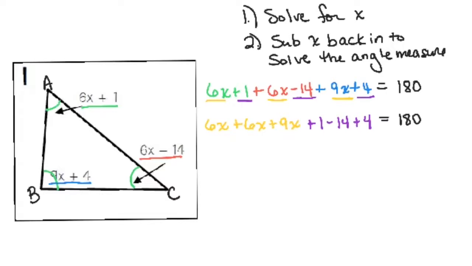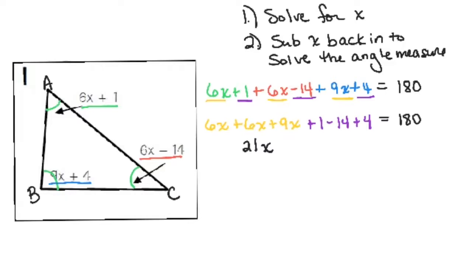Now, I'm going to combine all my like terms. So 6x plus 6x is 12, plus 9. Well, if I add 10, 12 plus 10 is 22. But I didn't add 10. I'm only adding 9, so I take 1 off, and my answer is 21x. You may also get a calculator. That's completely acceptable.